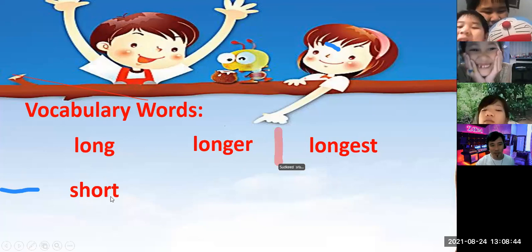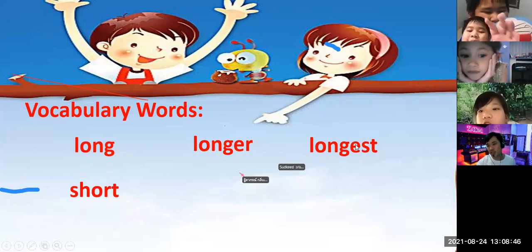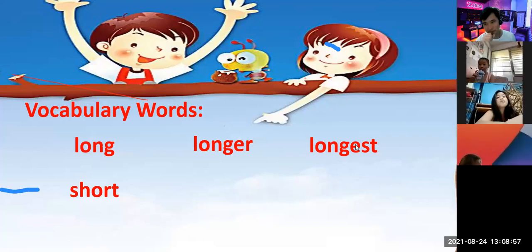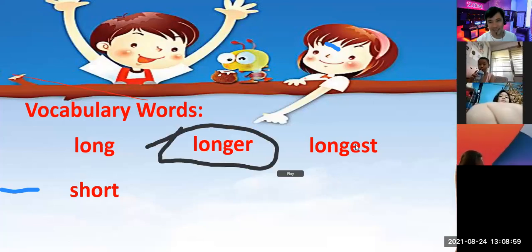Okay. How about this word? This word is short. What is short in Thai? Anyone who can help me? We can call AG. AG, can you tell me what is short in Thai? AG, are you there?